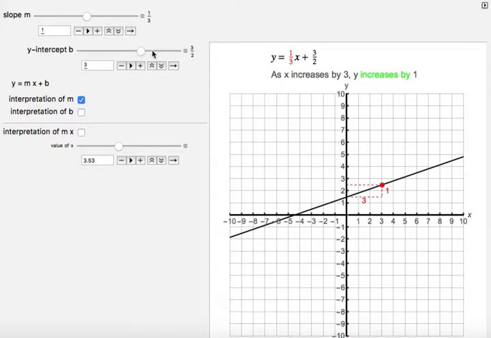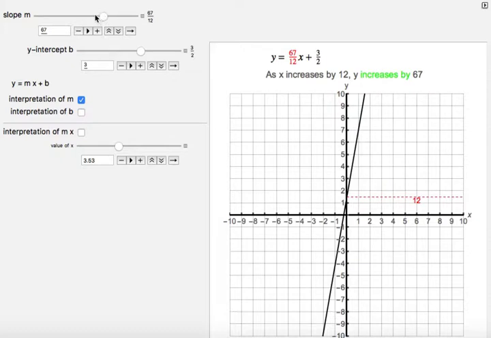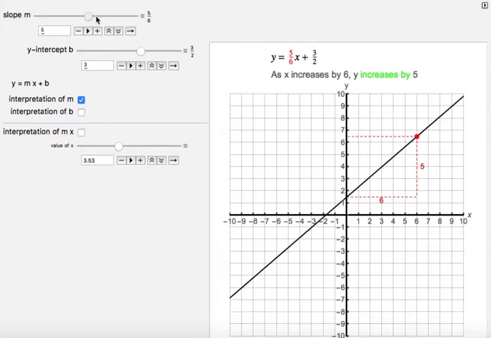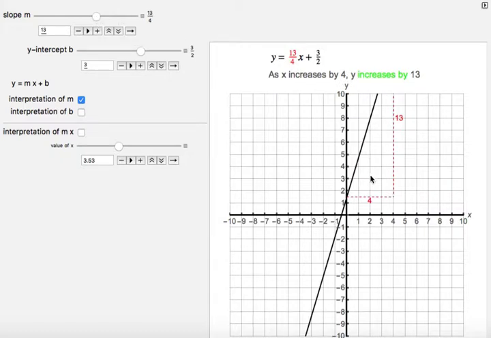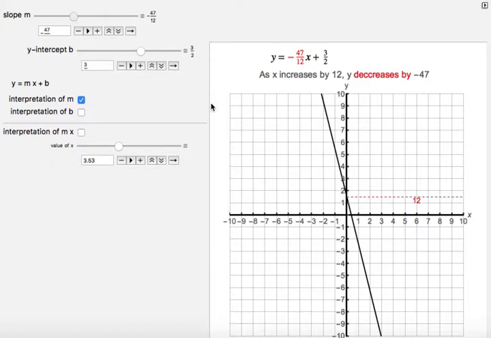If we pick a steeper slope, maybe not that big, something like 13/4, it's going to be a lot steeper, because for every 4 increase in x, we're now increasing y by 13. You can't even see it on this plane, but as x increases by 4, y is going to increase by 13.